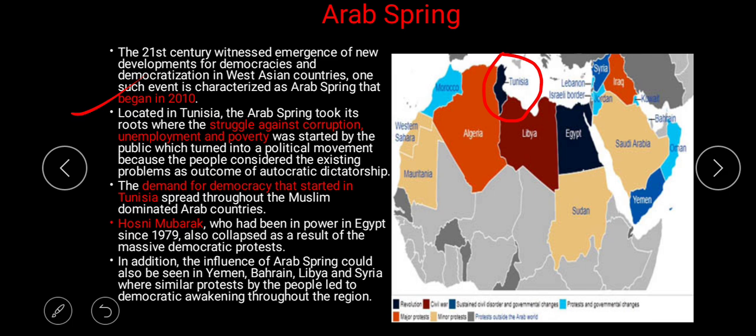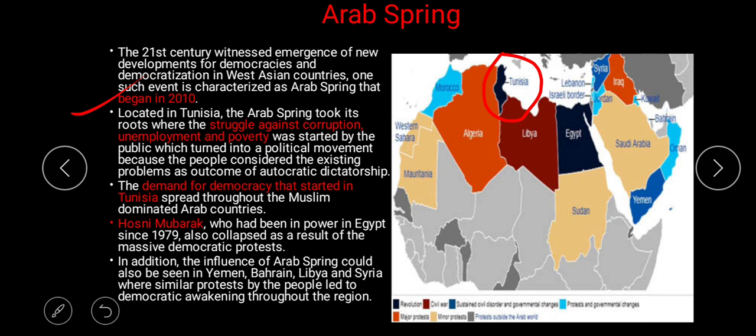Agitation means protest. Protest started in Tunisia by the people. Why was the protest started? The protest was against corruption, unemployment and poverty. The autocratic government that was prevailing in Tunisia was not giving the kind of democratic rights to the people. So people were fed up with the existing system, and that is why they wanted to replace this system with a democratic model.